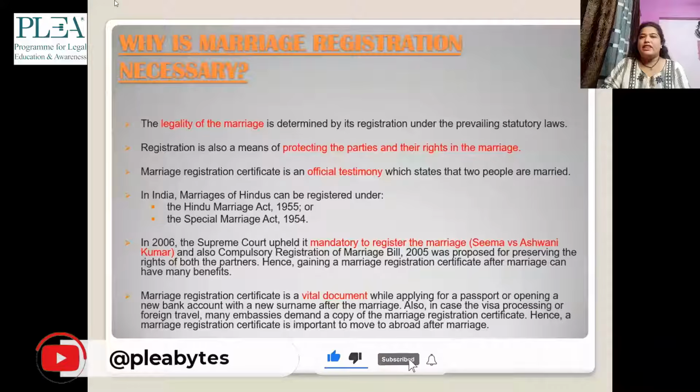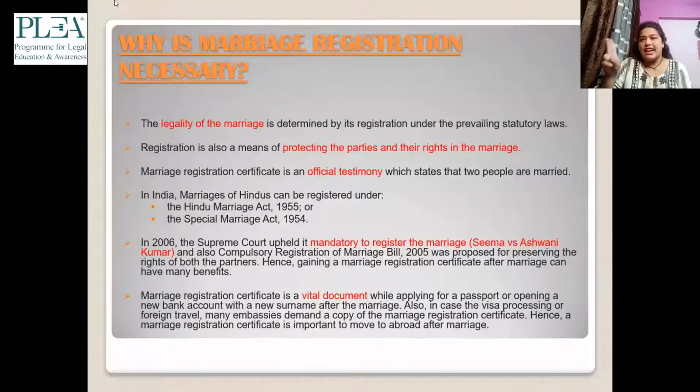Primarily, as I said, it prevents polyandry and polygamy. Then it prevents child marriage. Third, it gives women the right to claim maintenance in case there are any disputes in the marriage, or husband providing certain things. Also, the marriage registration certificate is a vital document while applying for a passport, opening a bank account, or for any other government schemes. Nowadays there are many such requirements, so for that purpose also.